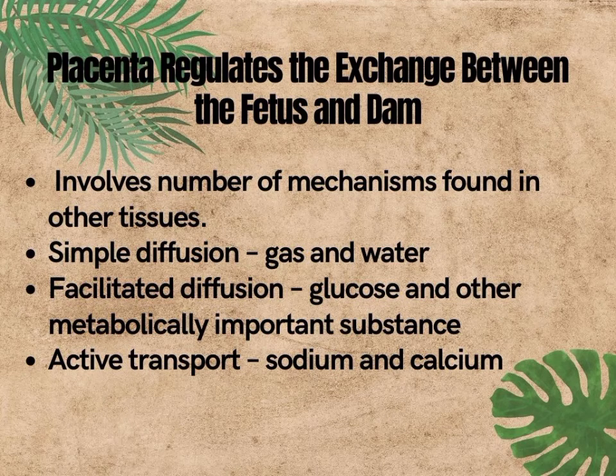The placenta regulates the exchange between the fetus and dam. It involves a number of mechanisms found in other tissues, and these are simple diffusion, facilitated diffusion, and active transport. Gas and water pass from high to low concentration by simple diffusion. Glucose and other metabolically important materials such as amino acids are transported by facilitated diffusion utilizing specific carrier proteins. And the placenta also contains active transport pumps for sodium as well as calcium.